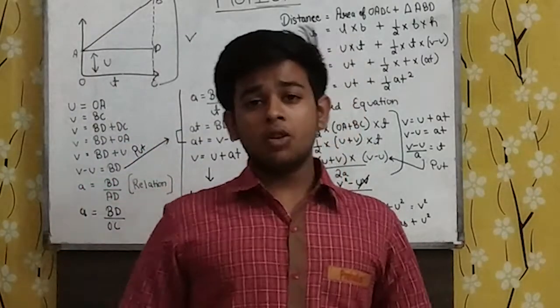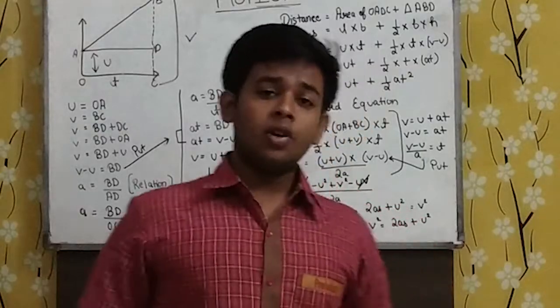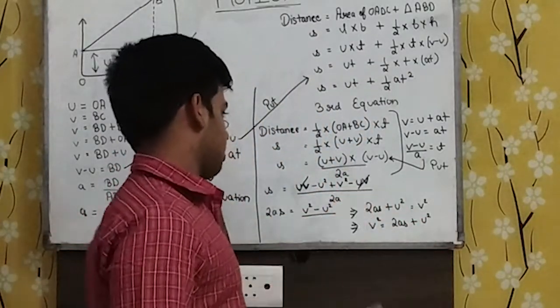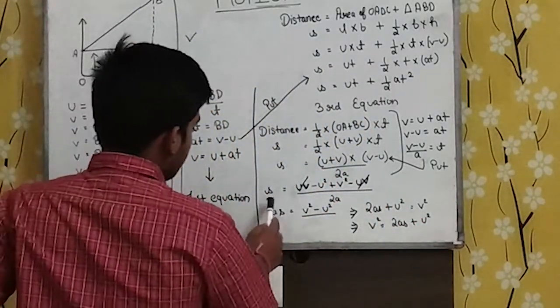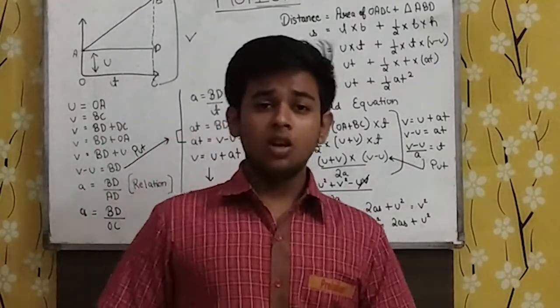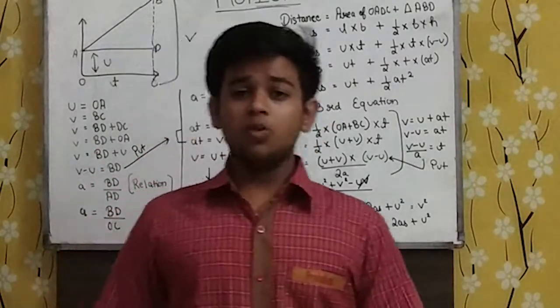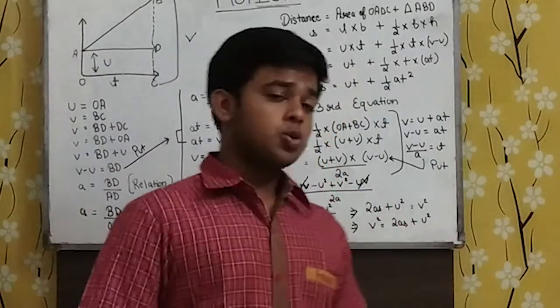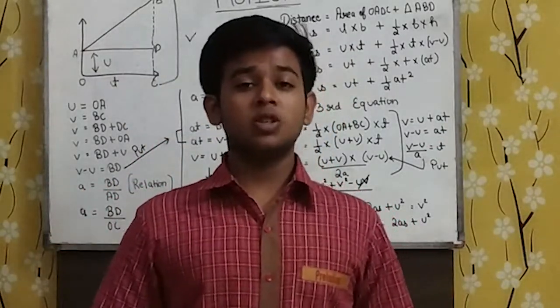According to the first equation of motion, we'll solve the value of T and put in this equation. Then we'll get 2AS equals to V square minus U square. On further solving this equation, we'll get V square equals to 2AS plus U square. That's how the third equation of motion is derived.